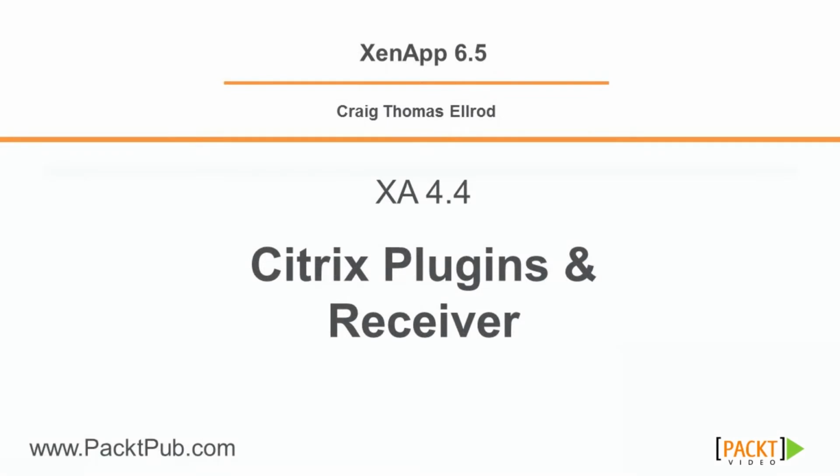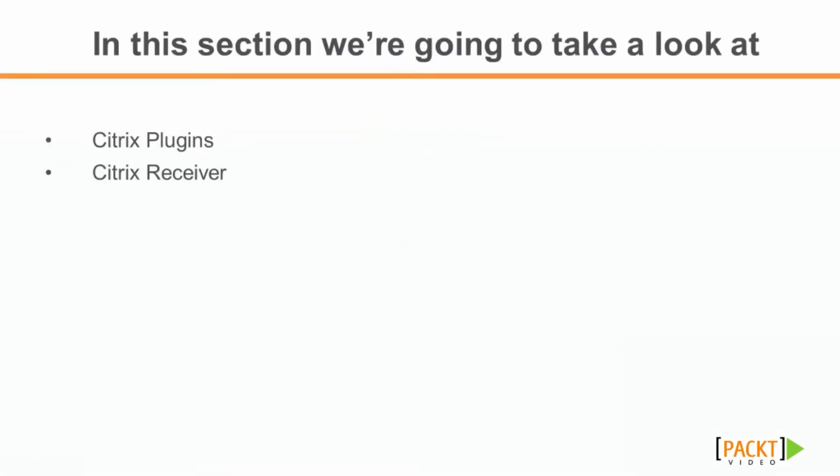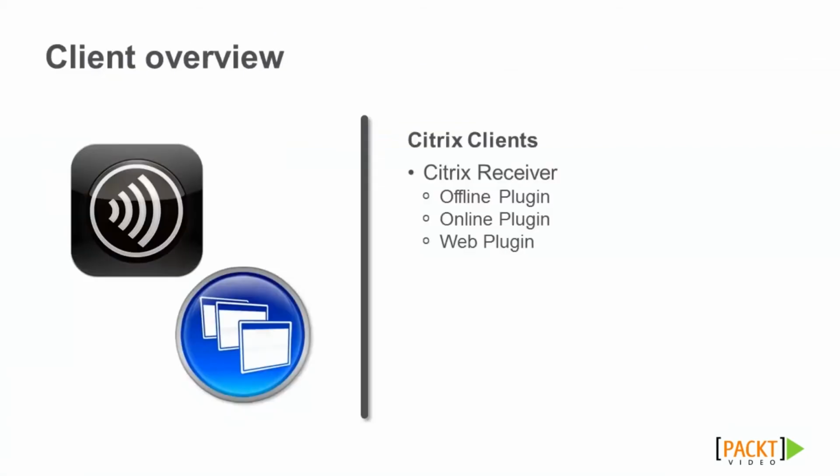Let's take a minute to look at the clients used for streaming. As a quick review, let's talk about the different Citrix clients and where they are needed. Citrix Receiver is a universal software client that provides secure, high-performance delivery of applications and virtual desktops. The Citrix Offline plugin streams applications from profiles stored on the server.